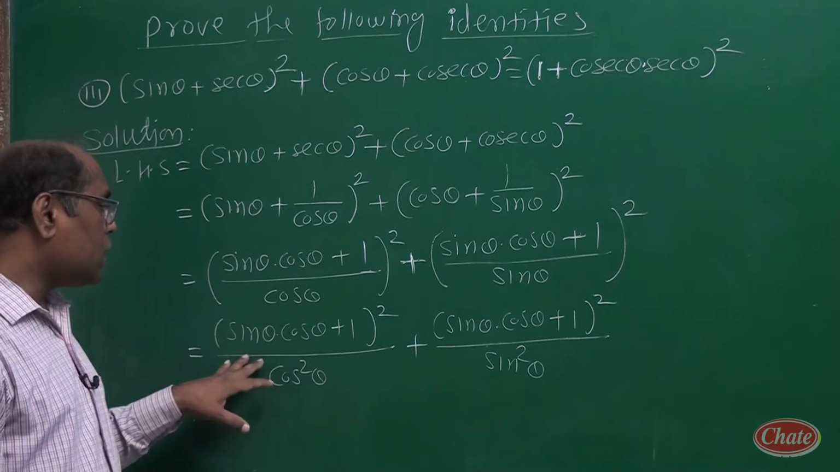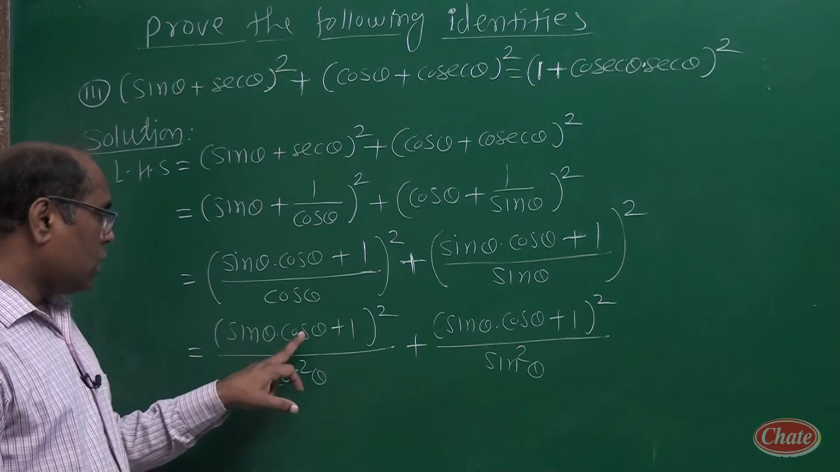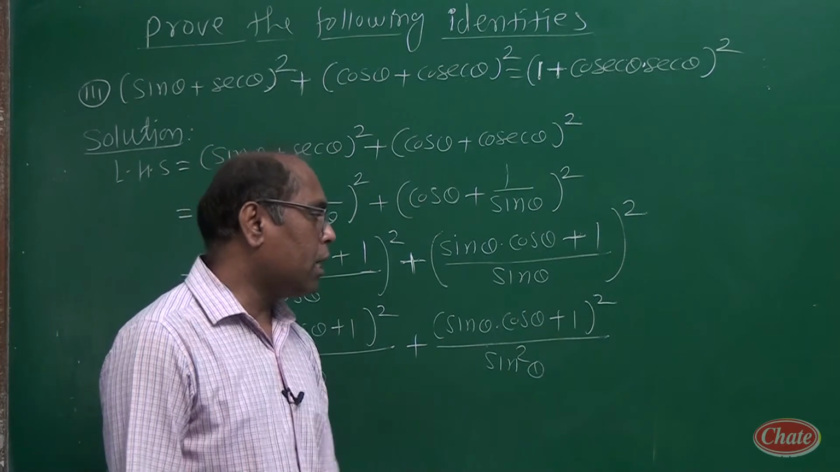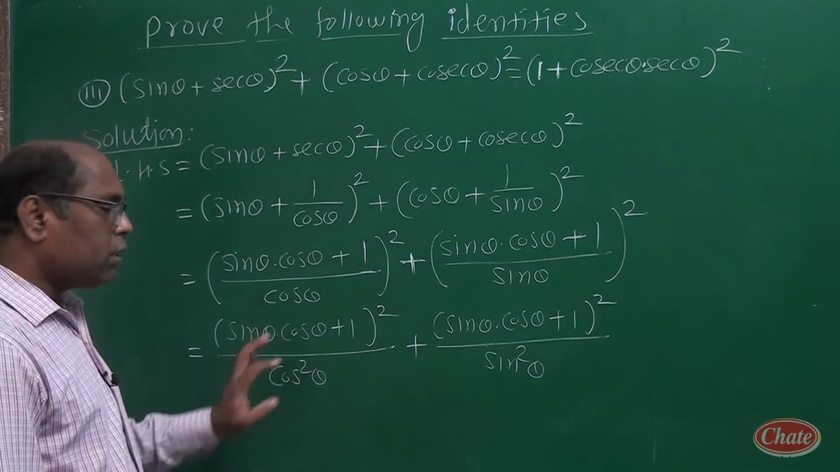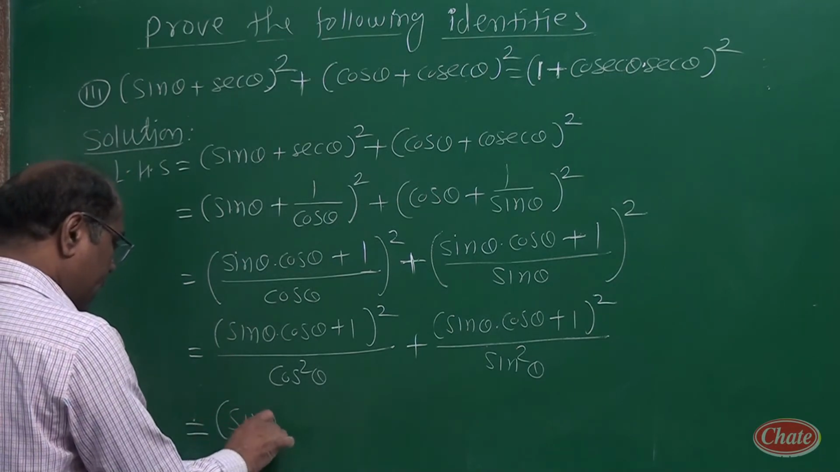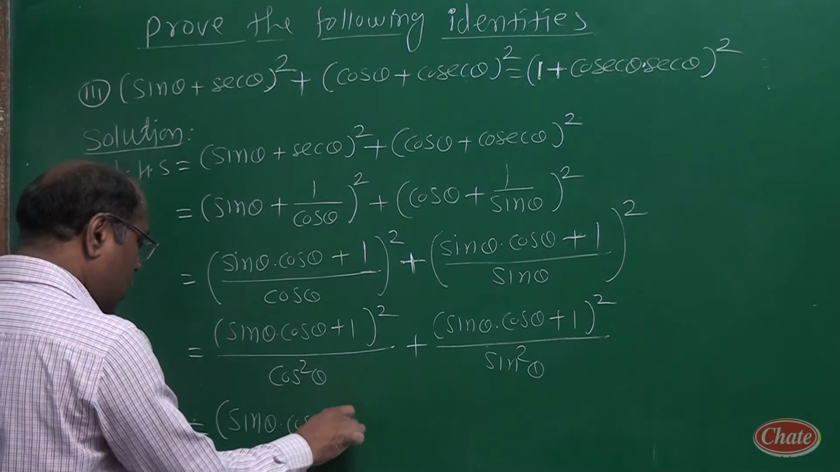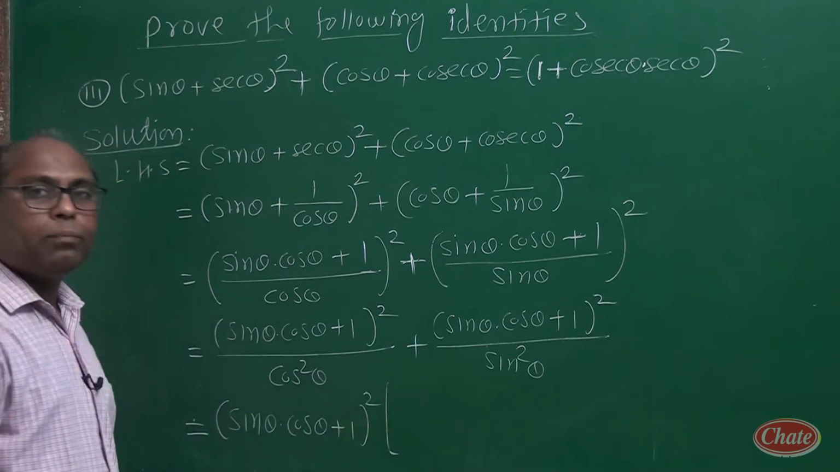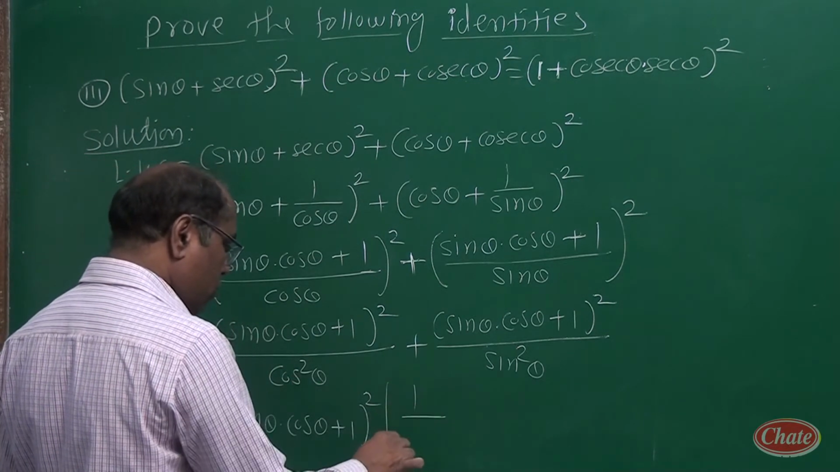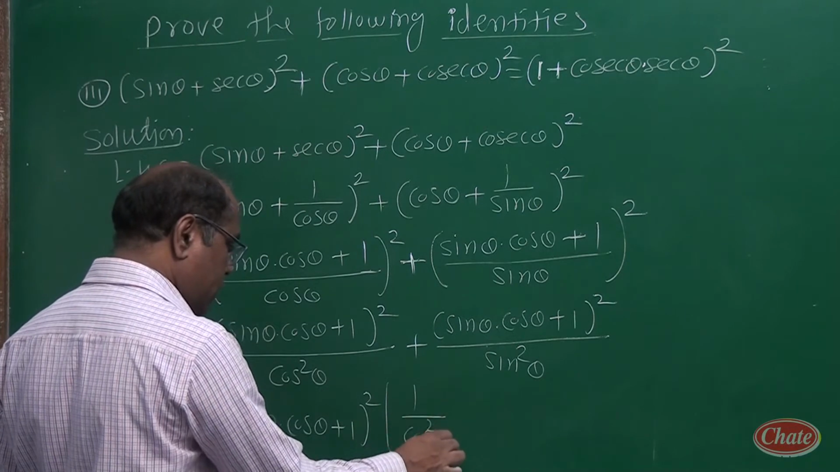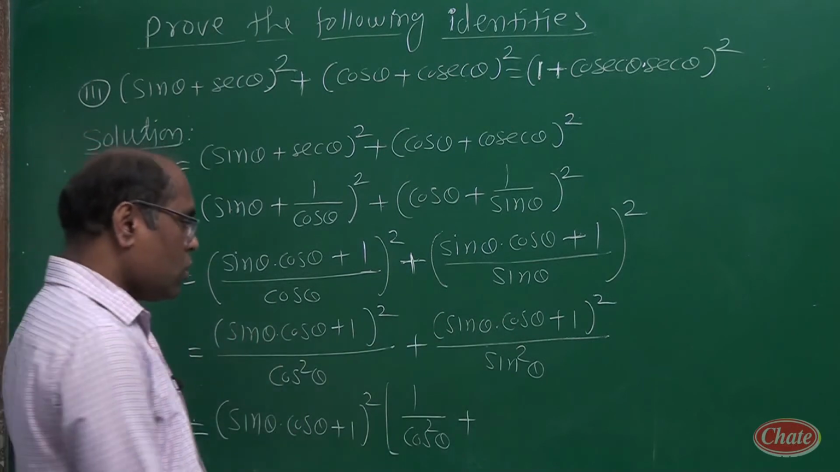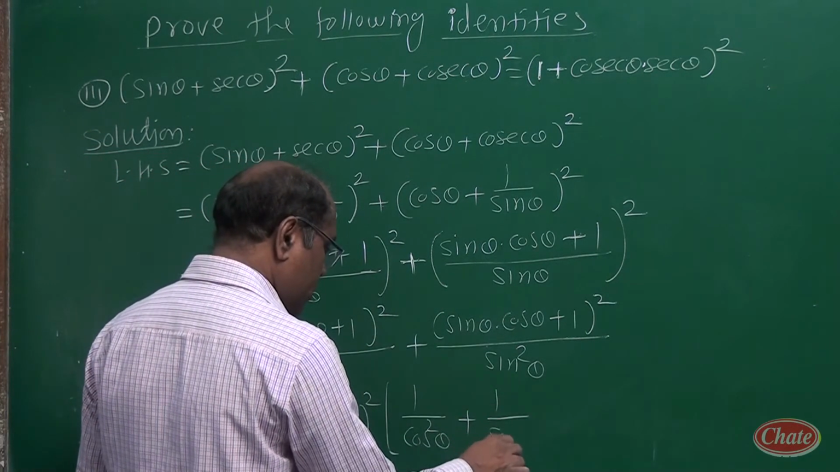Now here the numerators are the same, (sin theta cos theta plus 1) bracket square, (sin theta cos theta plus 1) bracket square. So we are taking that factor common from both the terms. So we will be taking (sin theta cos theta plus 1) bracket square common from both the terms. So what we get here? In the first term we get 1 upon cos square theta plus, we are taking that term outside the bracket. So here also what we get? 1 upon sin square theta.